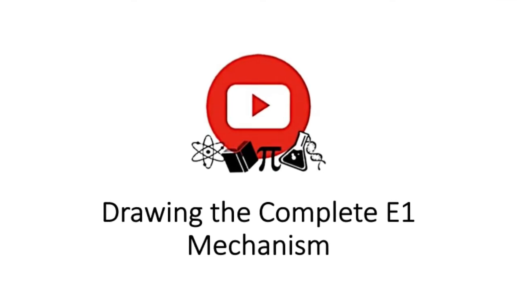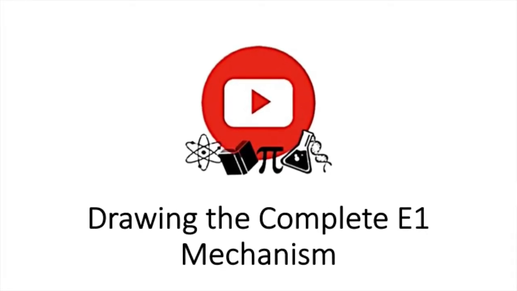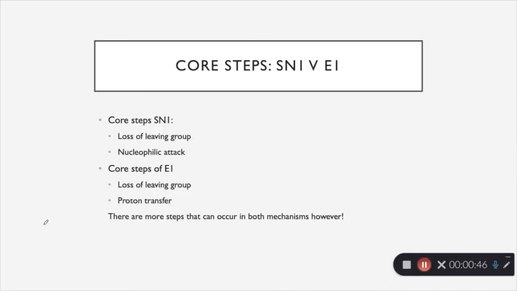In this video, we are going to be drawing the complete mechanism of an E1 process. To start off, we're going to do a little comparison between SN1 and E1 reactions. The core steps are the steps that must be there in order for the reaction to occur. So the core steps for an SN1 reaction is the loss of a leaving group and then a nucleophilic attack. The core steps of an E1 reaction is the loss of a leaving group and then a proton transfer.